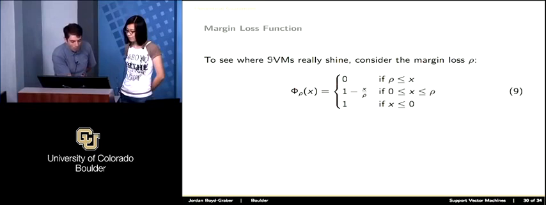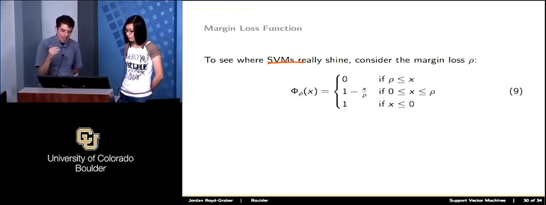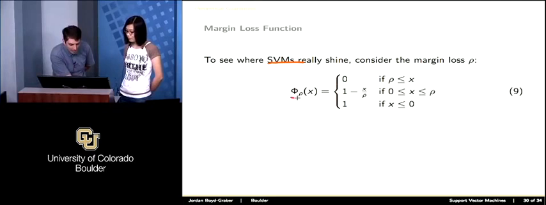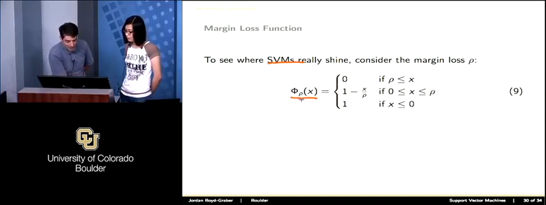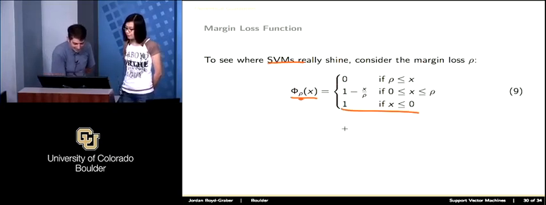However, one nice thing that Vapnik came up with is that if you consider the margin loss, here we're going to define a loss function for a point. If x is greater than or equal to rho, your loss is 0. If it's in the margin, it's going to be 1 minus x over rho. And if it's on the other side, then you're wrong, and so that's your loss. It looks something like this.